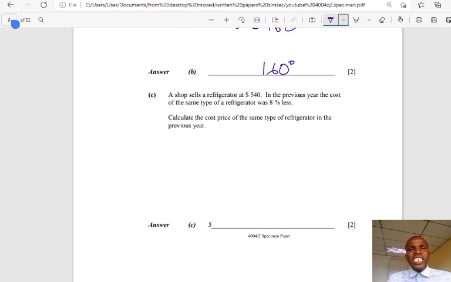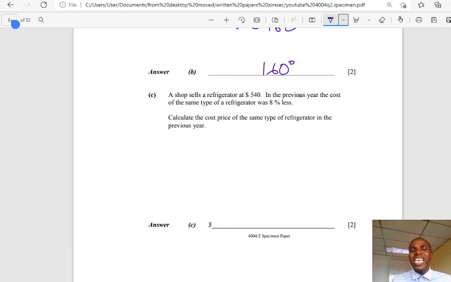In the previous year, the cost of the same type of a refrigerator was 8% less. Calculate the cost of the same type of the refrigerator in the previous year. Right, so a shop sells a refrigerator at 540. In the previous year, the cost of the same type was 8% less, which means the cost has been increased by 8% from the previous. So we don't know the previous year.